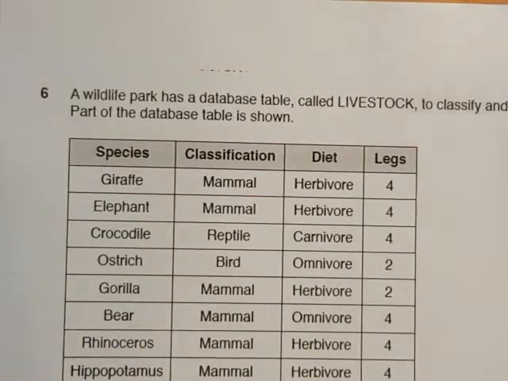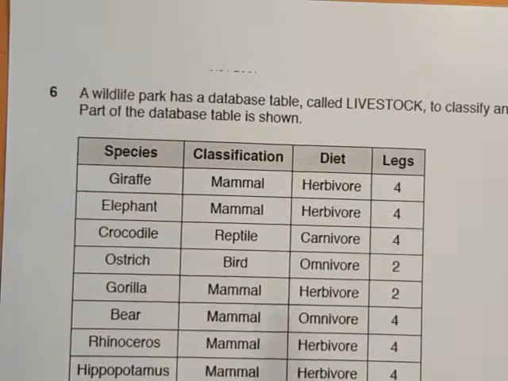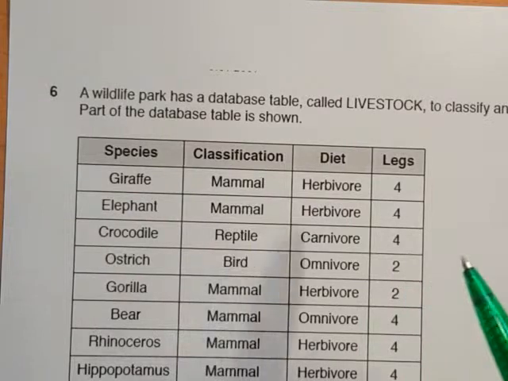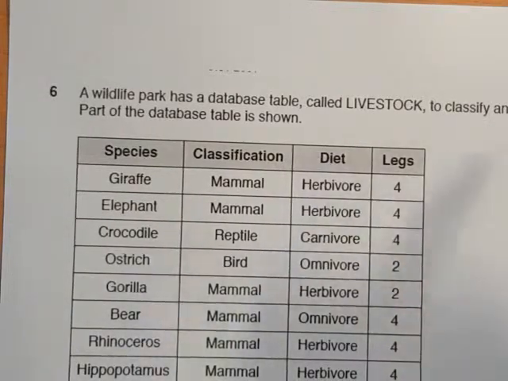Okay, question 6. A wildlife park. Oh, I think this is from 2017, November. A wildlife park has a database table called livestock to classify and record its animal species. Part of the database table is shown.